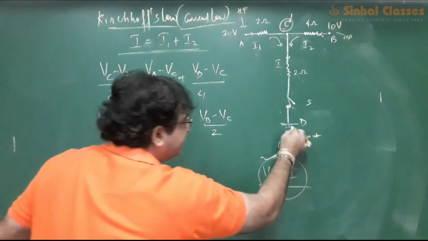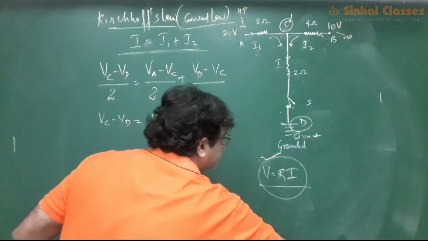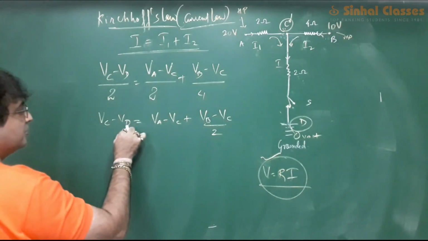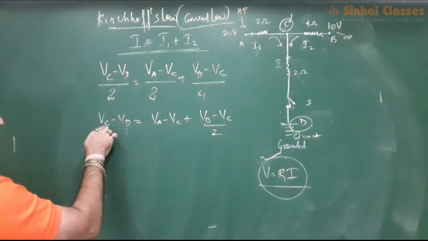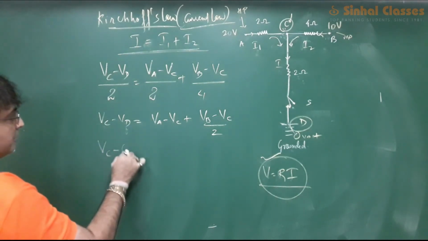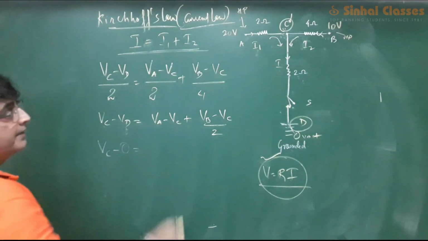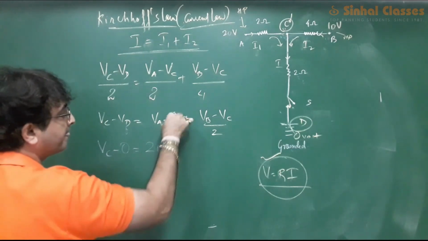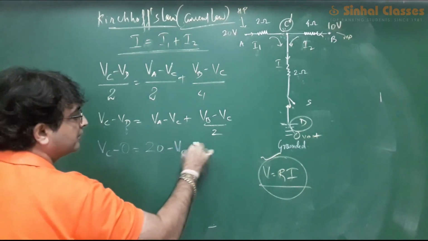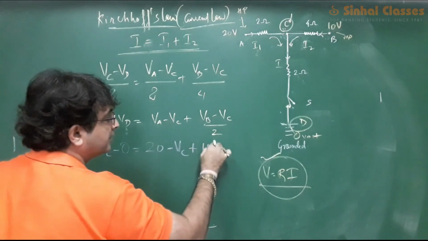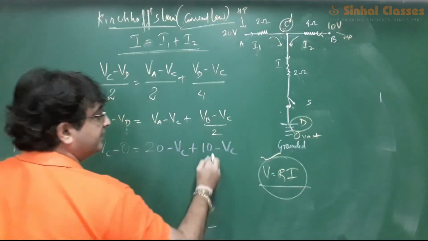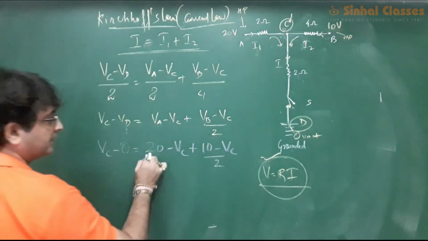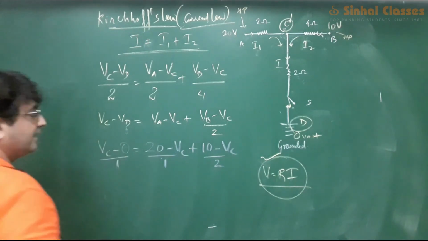Look at the potential at point B. So potential at point B is 0. So what do I consider? So I take this as 0. VC is what I need, and this will be 0. How much is VA? VA is 20, minus VC, I don't know, plus how much is VB? 10 minus VC by 2. This is by 1, this is by 1.